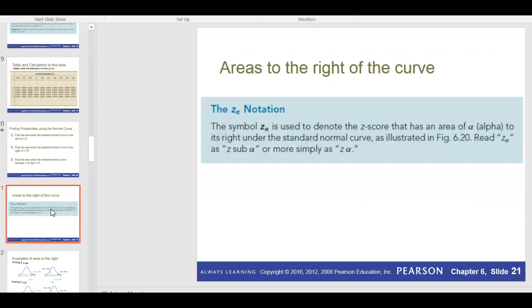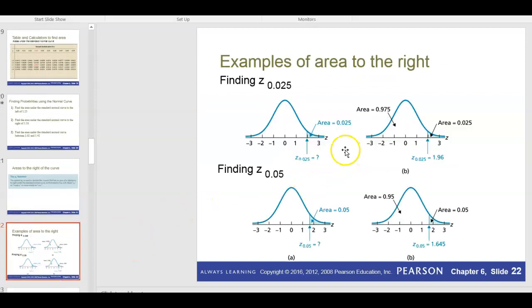If I take a look at one more thing that we want to be able to do, we want to do 2 things today. We want to find the area between 2 values, or to the right or to the left of a value in a normal curve. Then also, if I'm giving you the area, we want to be able to find the z-score. And so that's what this represents, a z sub alpha here is what we're talking about. If I have a z sub 0.025, that means the area underneath the curve to the right of some z-score has an area of 0.025, and we want to find the z-score.